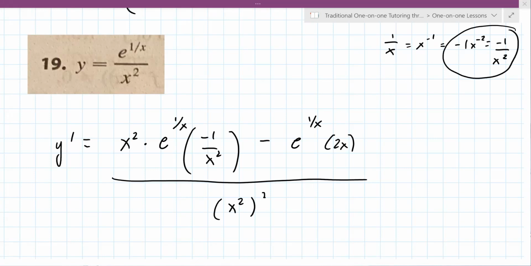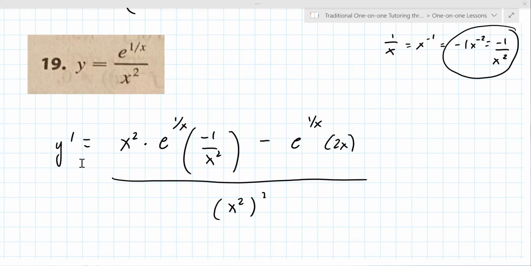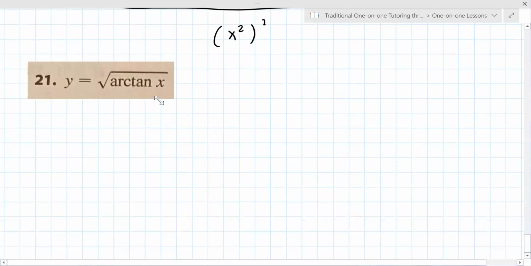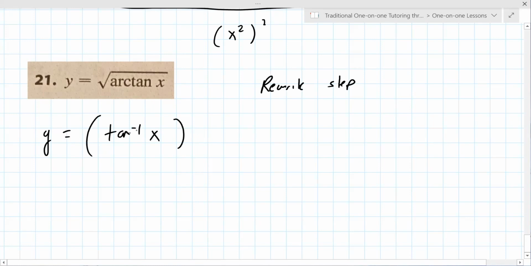All right, so let's do 21 next. Okay, so we did this a lot early on. I think we were working together. As I told you, sometimes there's a rewrite step, and it's not a calculus step. It's just putting this into a different form. So this is arctangent, tan inverse, to the 1/2 power. The square root is the 1/2 power. So that's your rewrite step.